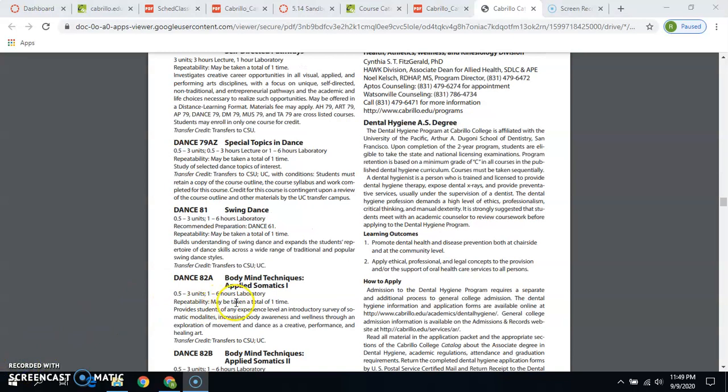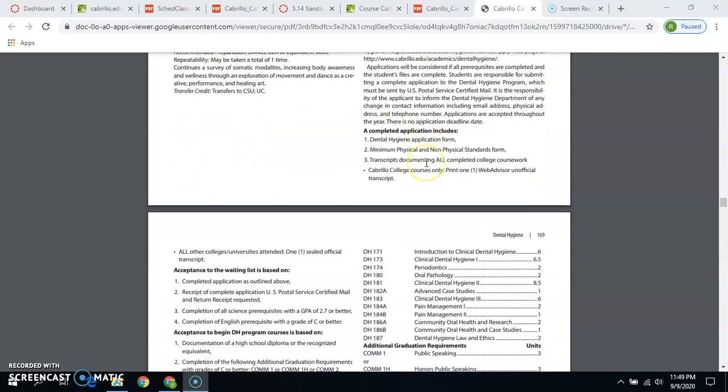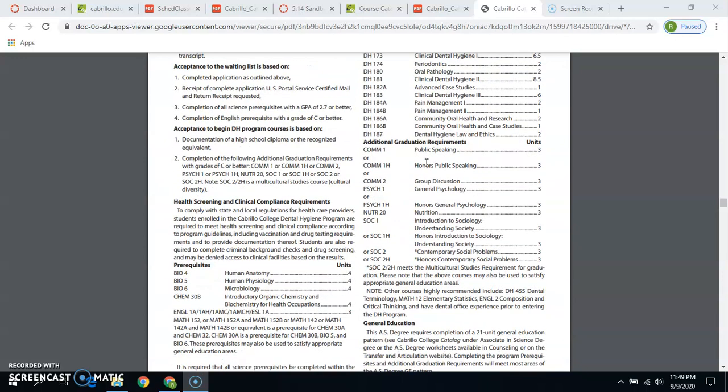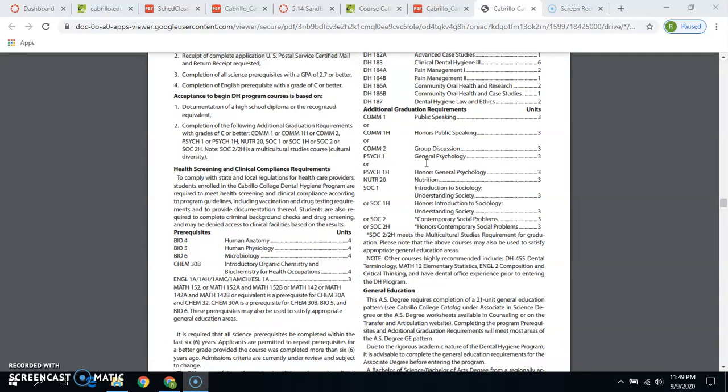For those of you who are interested in looking into the allied health field, I'd like to bring your attention to the Dental Hygiene Associate of Science degree at Cabrillo. The reason I want to bring this up as an example is because this is a major that a student needs to complete prerequisites before they can actually apply into the program.